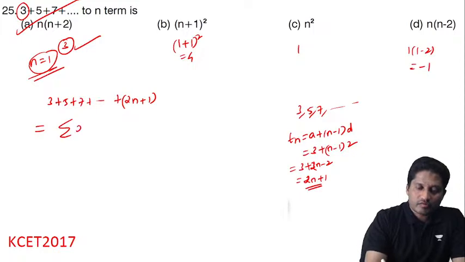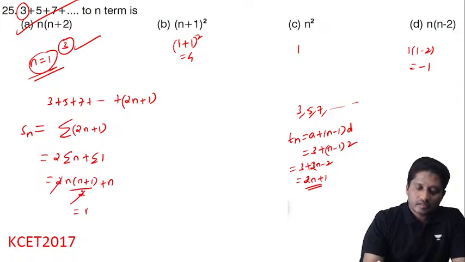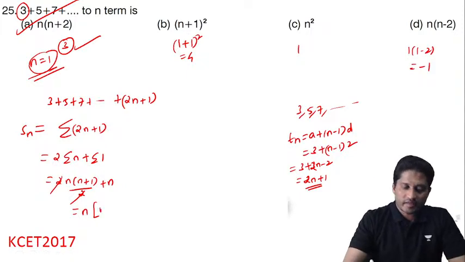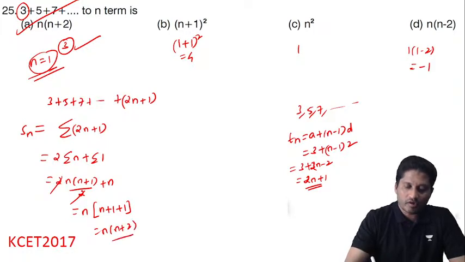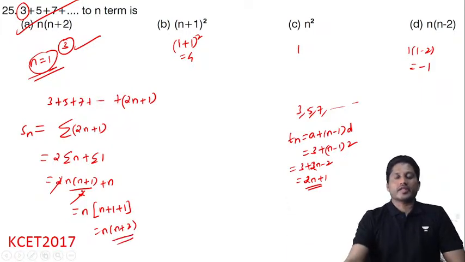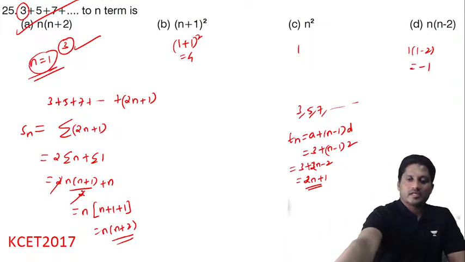Now Sn is equal to summation of 2n plus 1, which is 2 into summation n plus summation 1. Summation n is n into n plus 1 by 2, summation 1 is n. This will cancel. If you multiply this, you will get n square, or you take n common, you get n into n plus 1 plus 1, which is n into n plus 2. The first option only. Or if you want less than 30 seconds, use that shortcut method: put n equal to 1, take the first term, you get the answer. Right, let's move to the next question.